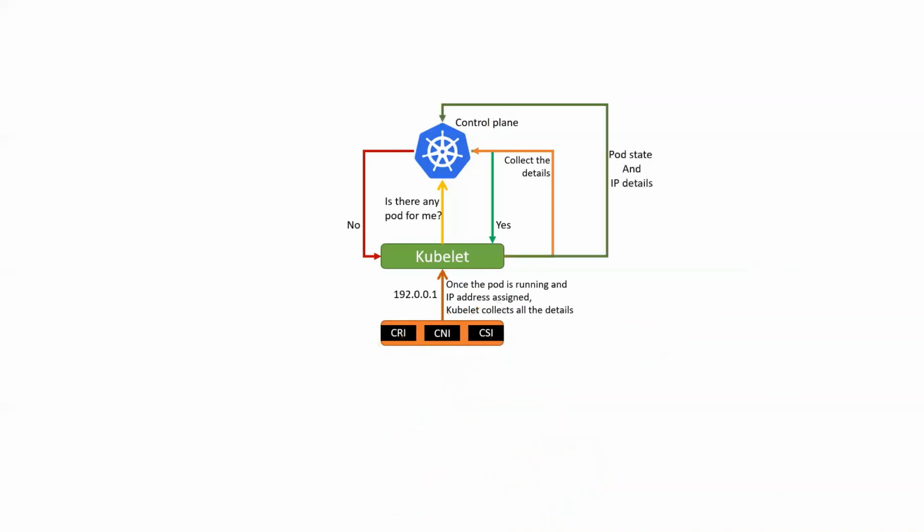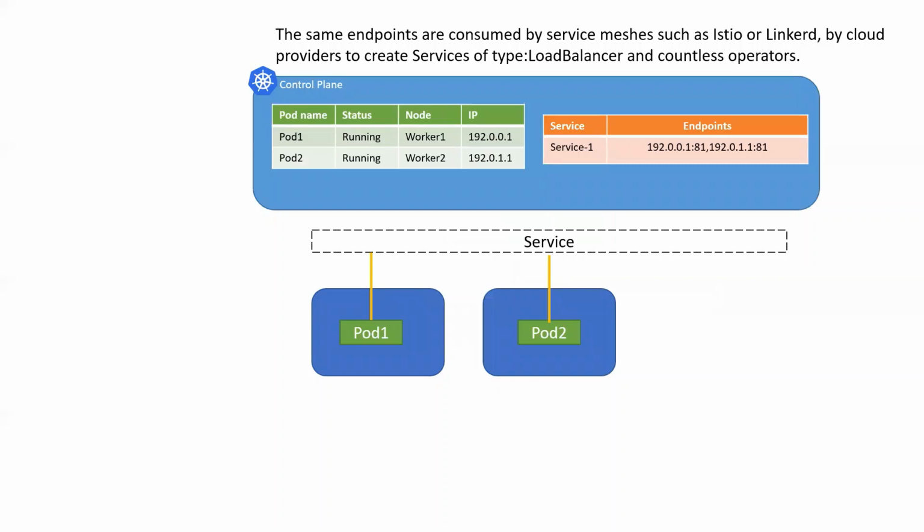So let's say the kubelet reports to the control plane that the pod is active, running, and this is the IP address. Once it goes to the control plane, the control plane updates the status in etcd again. So in etcd it was scheduled, and now it's set to running. How does that look? It looks like this. The control plane stores the pod name, the status, which node it's running on, and the IP address, right? So this is pretty much done.